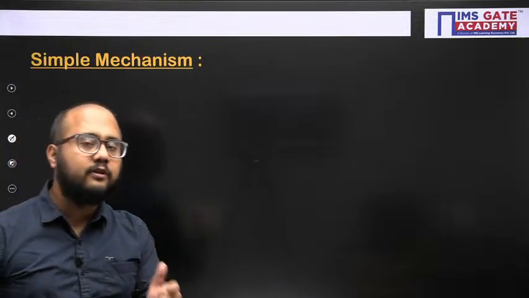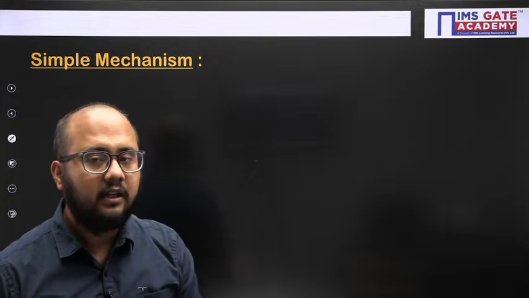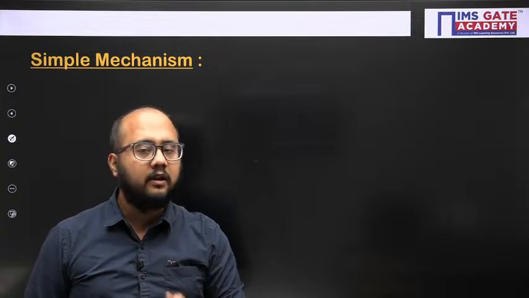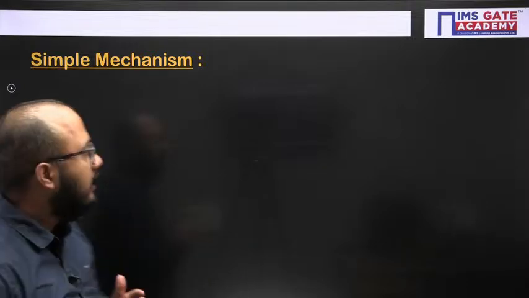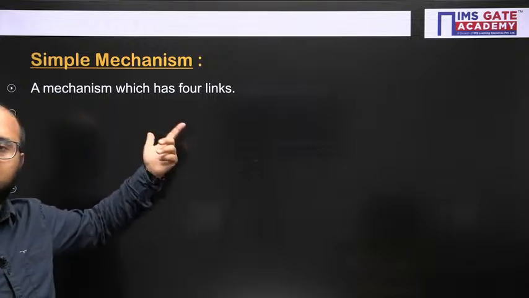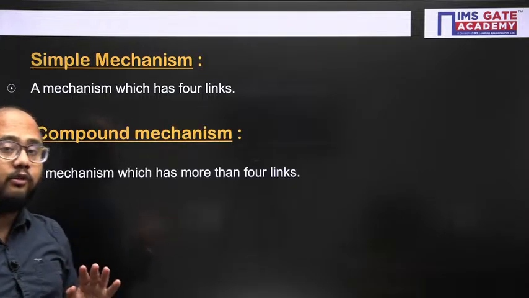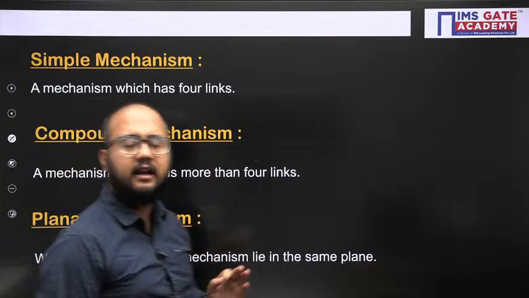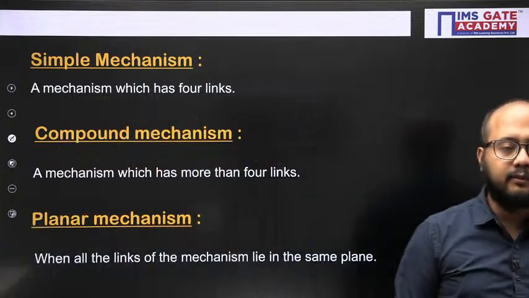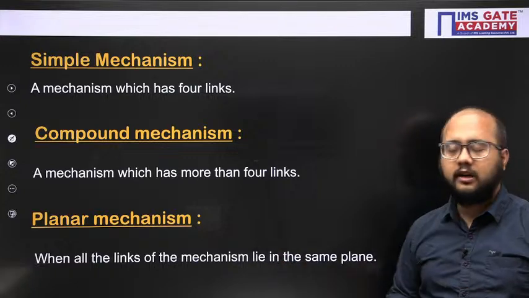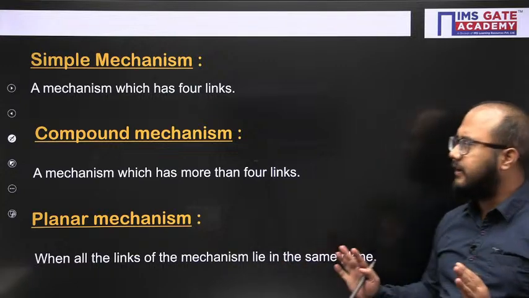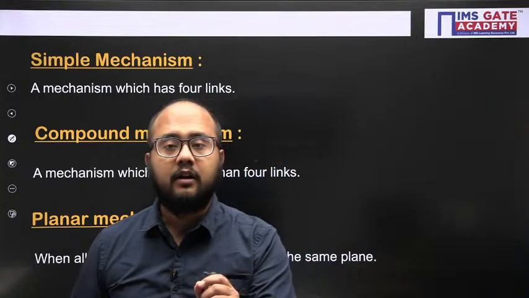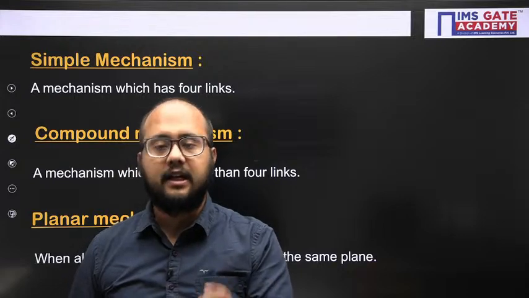And in our syllabus, we have to discuss simple planar mechanism only. So if you see the GATE examination, you will always find a question from simple planar mechanism, clear? So a mechanism which has four links is called a simple mechanism, and if it has more than four, it is called a compound mechanism. And finally, a planar mechanism is one where all the links lie in the same plane. Clear till this point, everyone? Okay, now we will move on to the topic of degree of freedom for simple planar mechanism.